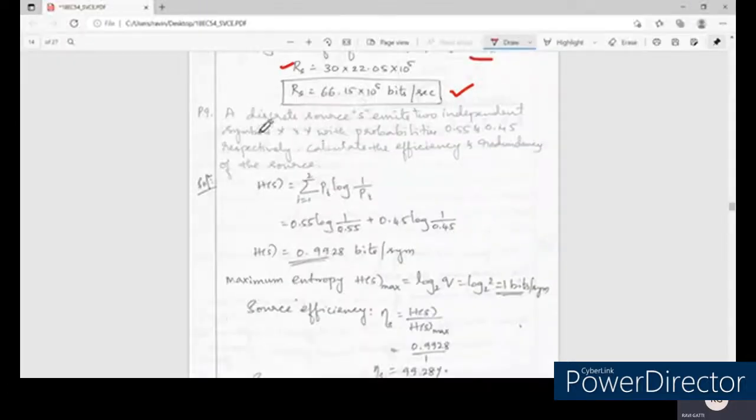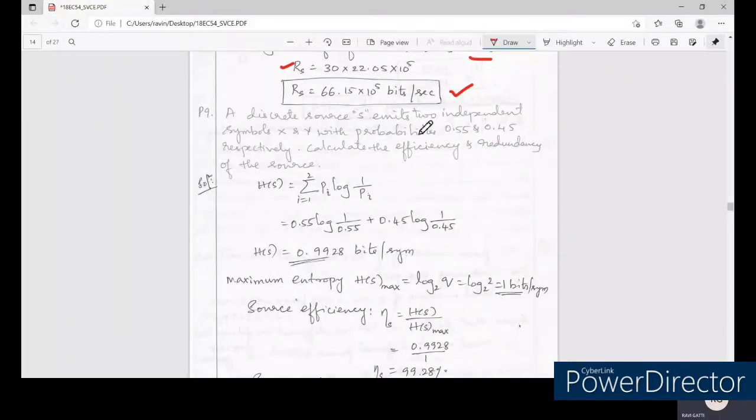Now let us go for one more problem. A discrete source S emits two independent symbols, that is x and y, with probability values 0.55 and 0.45 respectively. Calculate the efficiency and redundancy of the source.